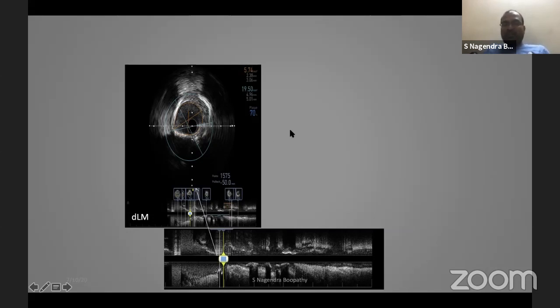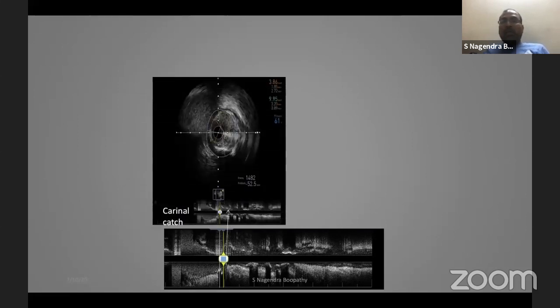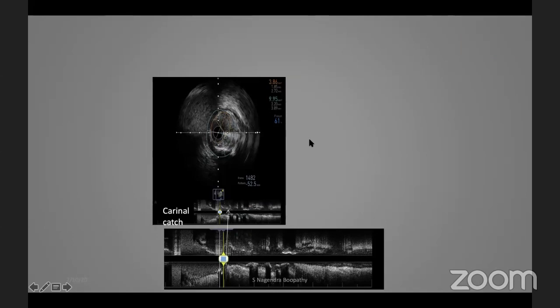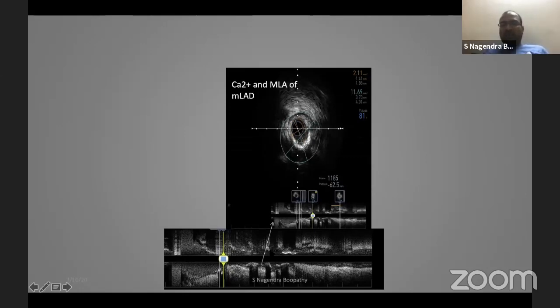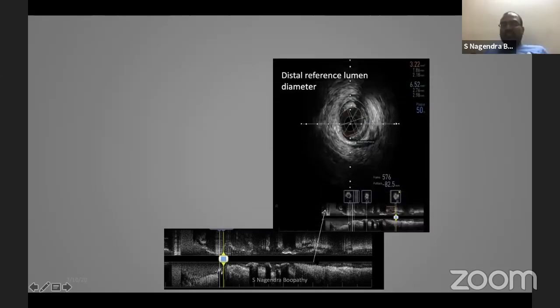Plaque burden is 70%. This is the ostial LAD, 60% plaque burden. Luminal diameter is 1.8 by 2.7, and area is 3.86. So it's a very tight LAD, with a significant amount of plaque burden. And here, the area is 2.11. The calcium here is more than 180 degrees, something around 240 degrees in this portion particularly. And I'm going all the way here. This is the distal reference segment. Diameter here is 2.1 to 1.8.